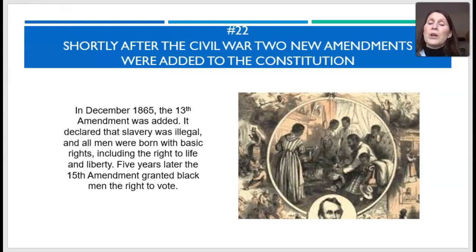Number 22. Shortly after the Civil War, 2 new amendments were added to the Constitution. In December 1865, the 13th Amendment was added. It declared that slavery was illegal and all men were born with basic rights, including the right to life and liberty. 5 years later, the 15th Amendment granted black men the right to vote.